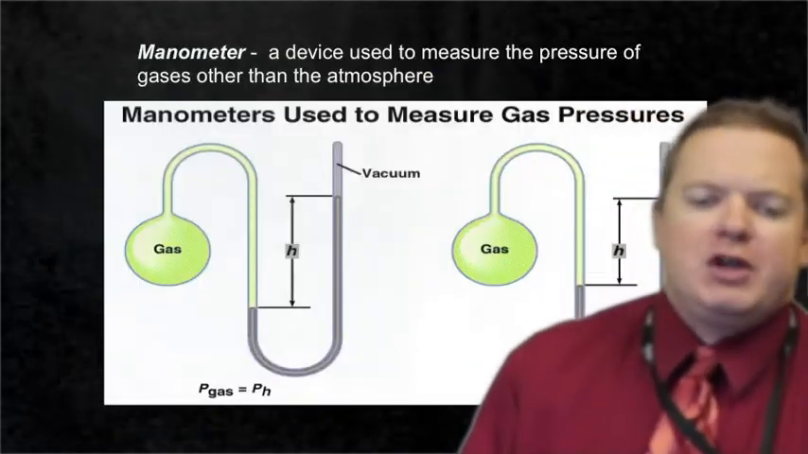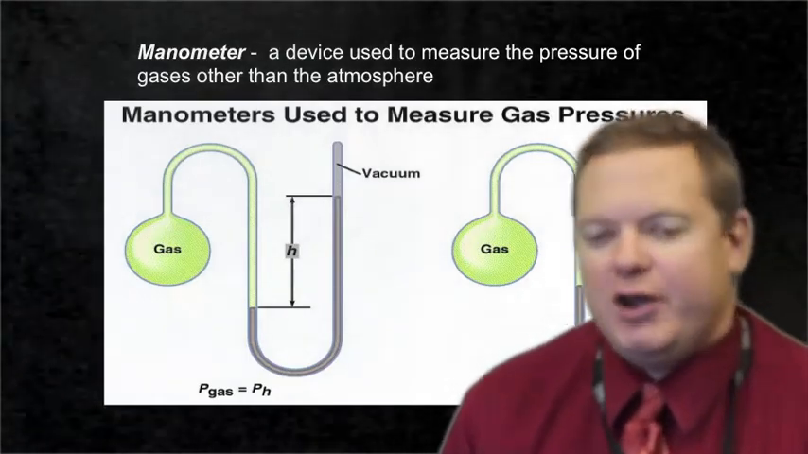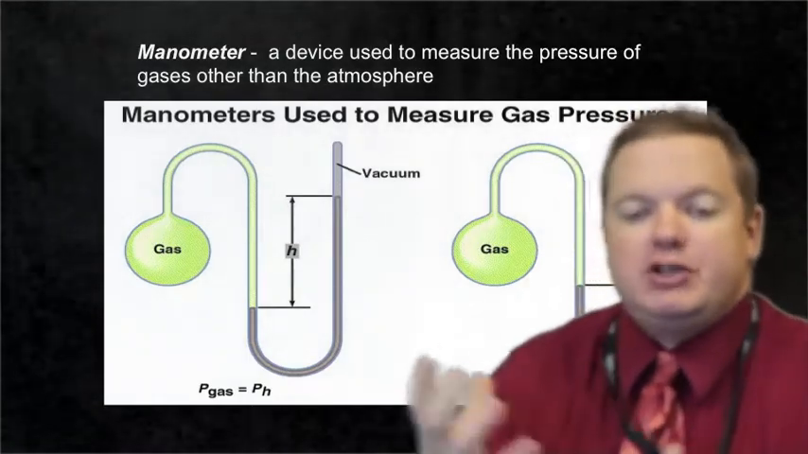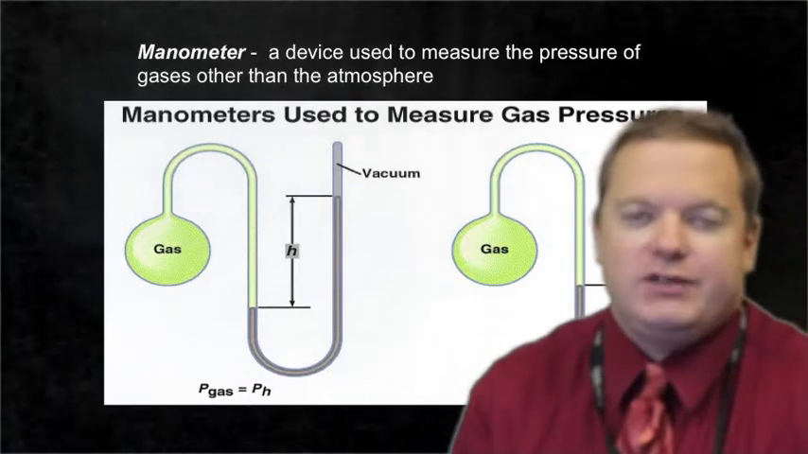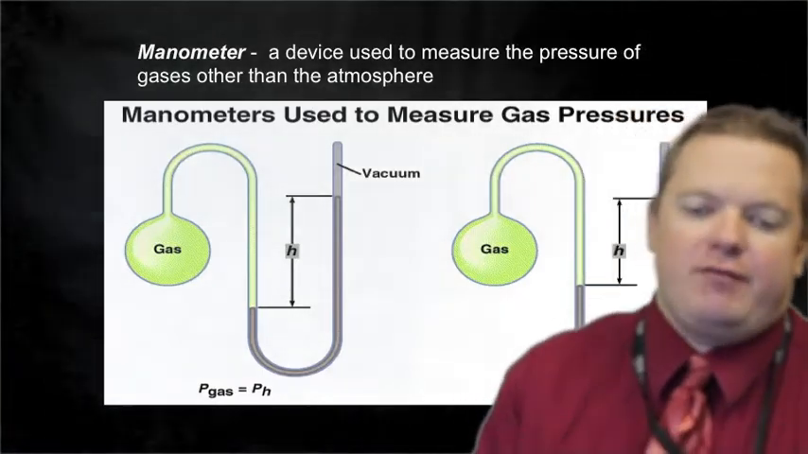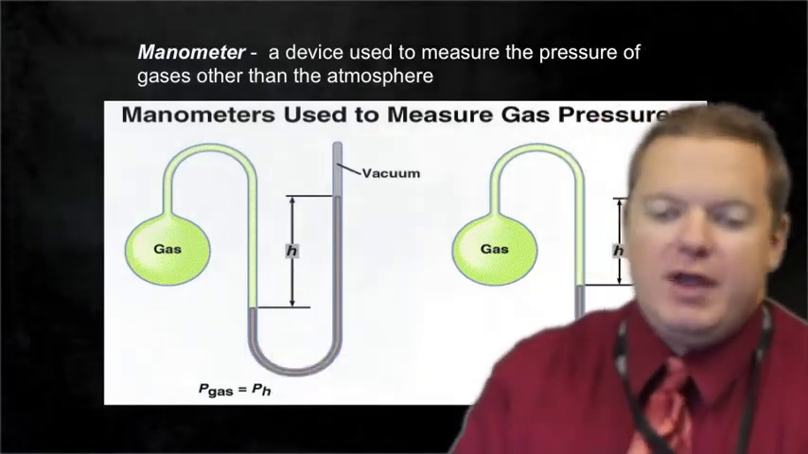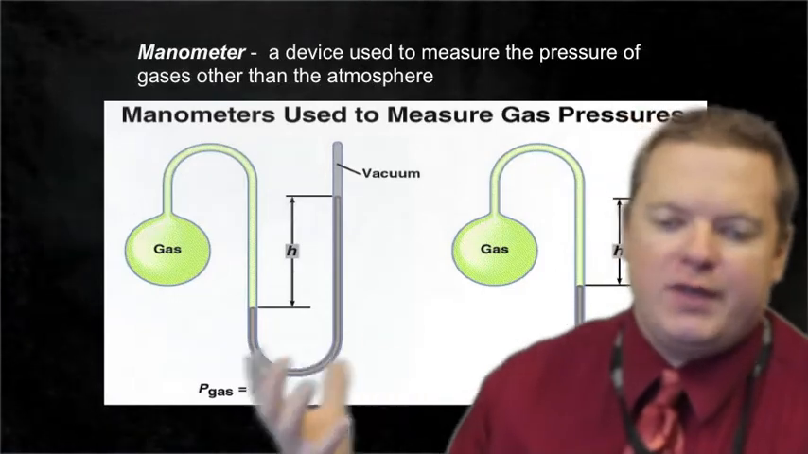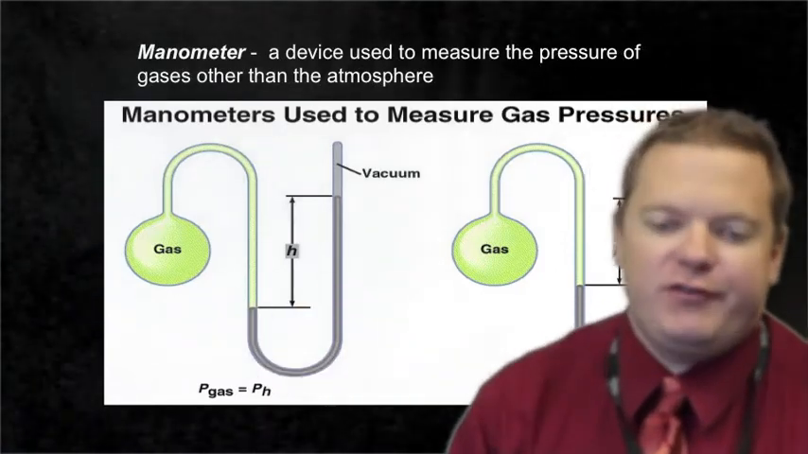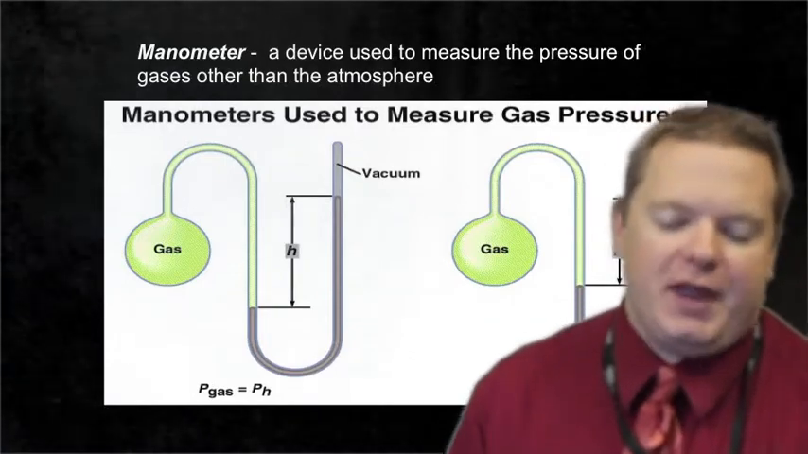One of the ways we measure pressure is using a manometer, which is hard to say, manometer. It's a device that measures pressures of gases other than atmospheric. So we have two different types of these manometers. We have a closed one, where we're measuring the pressure of a gas versus a vacuum, and we have an open one, where we're measuring the pressure of the gas versus atmospheric pressure. All of these devices are typically measuring the pressure of a gas.